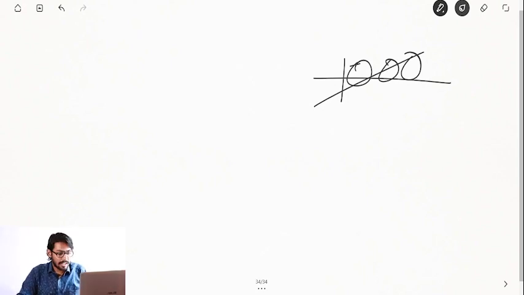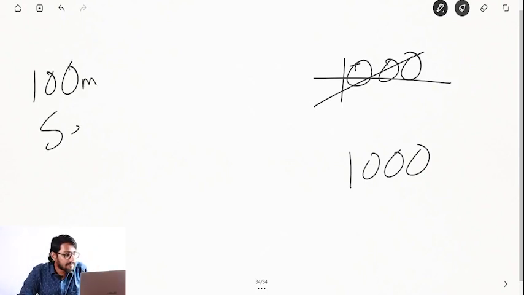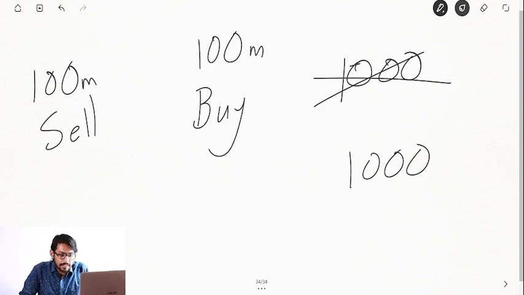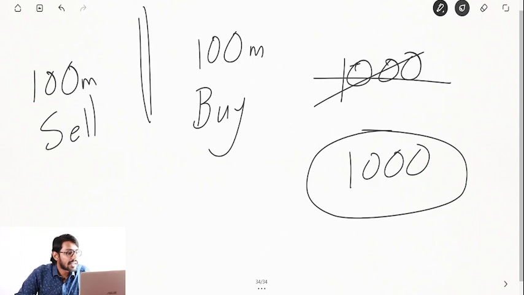A company has only 1,000 shares. But there are 100 million, 10 crore people willing to sell. And there are 100 million, 10 crore people willing to buy. The company has only 1,000 shares, okay. But there are 100 million sellers and 100 million buyers ready. The exchange will connect these two and you will have 100 million futures in the market. Okay, that is how futures work. So futures are not even restricted by this authorized share capital.